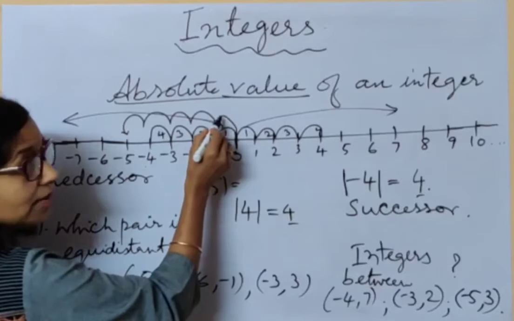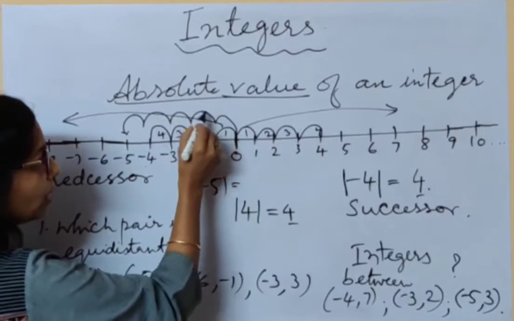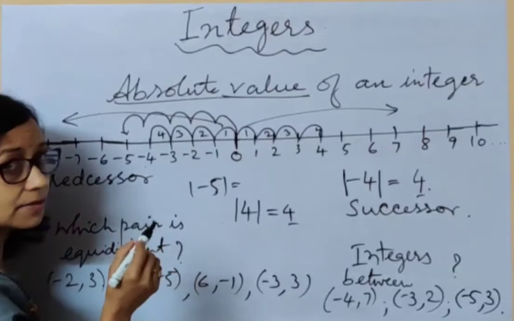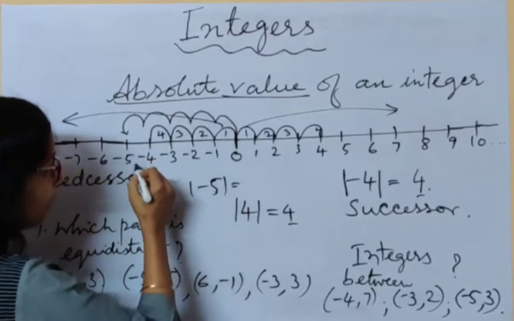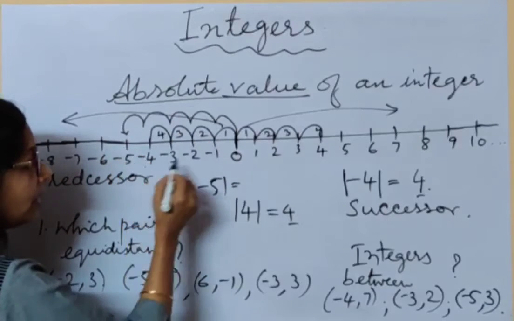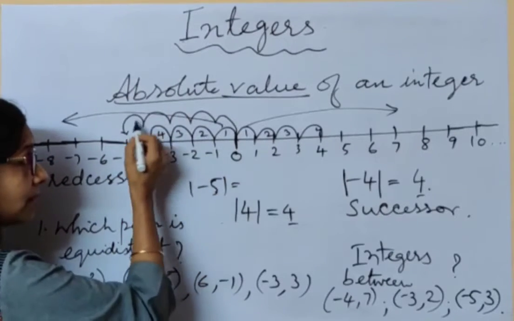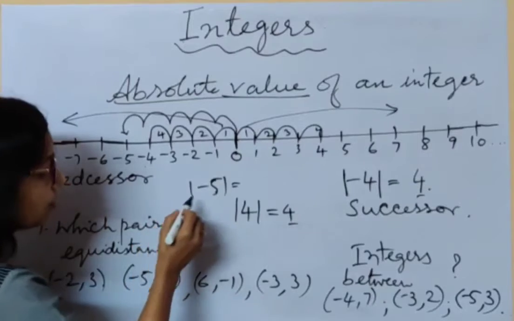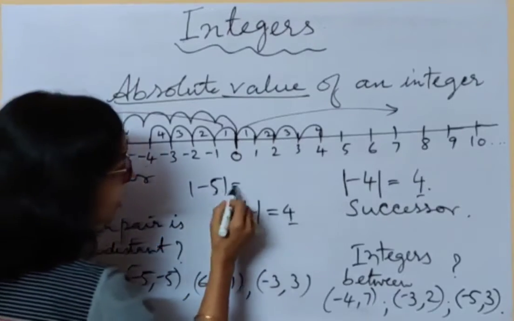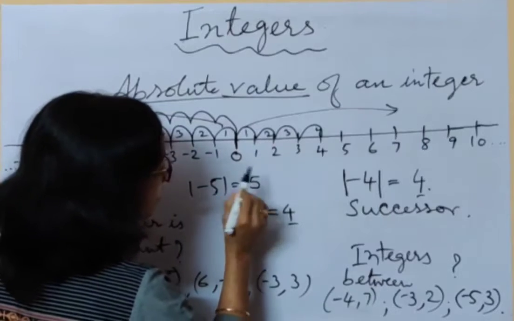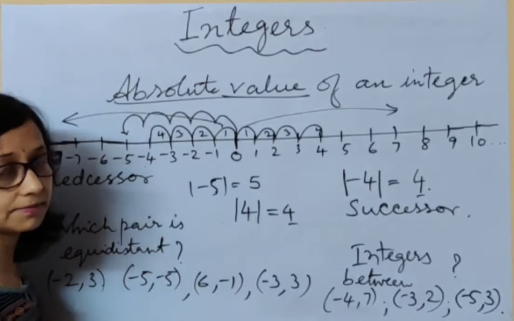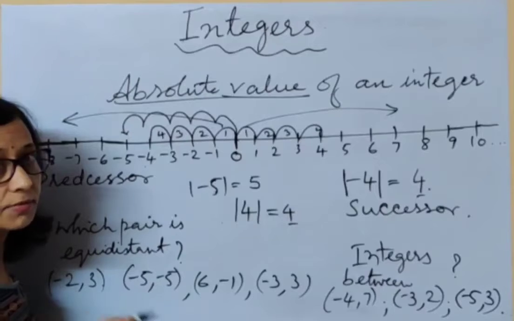For -5, I have come 5 units backward: 1, 2, 3, 4, 5. But backward or forward doesn't make any difference. I have come backward, but I have come 5 units. So how many units did I come to reach -5? That is 5 units. How many units have I jumped from 0?